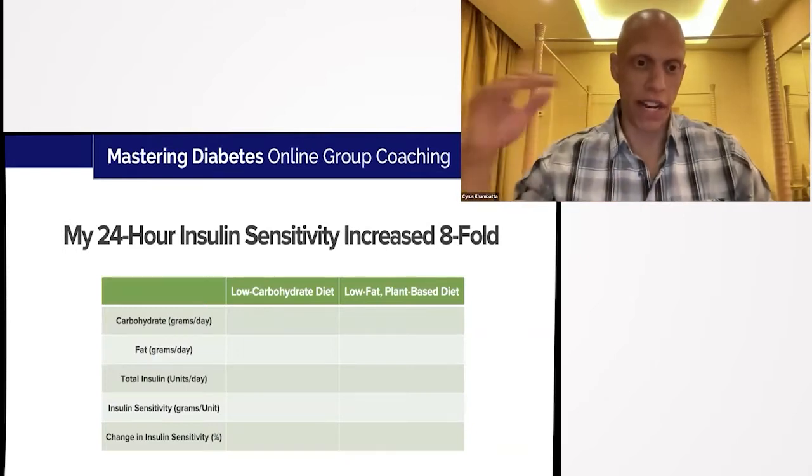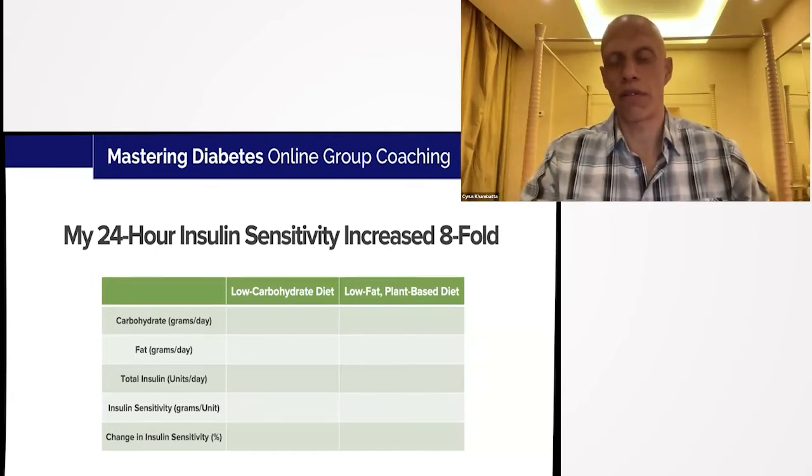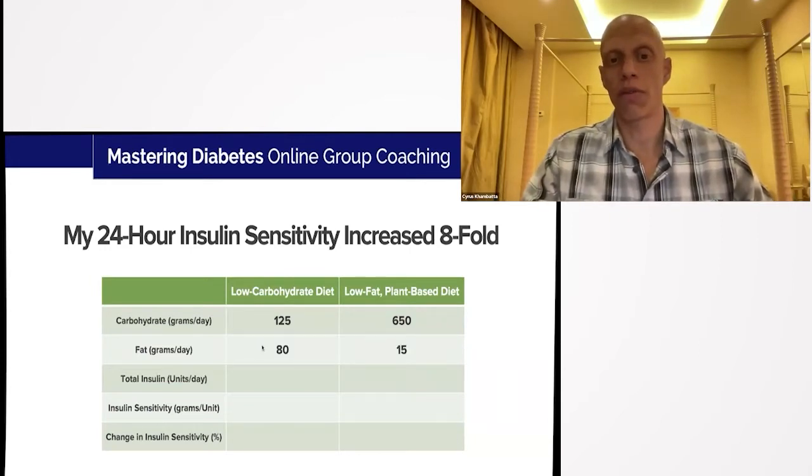So if you go backwards in time and look at how much carbohydrate, fat, and insulin I was using on a low carbohydrate diet and how that changed, you can see that my carbohydrate intake went from, like I said earlier, 100 to 125 grams per day at the beginning, to north of 650. My fat intake went from about 80 down to about 15. And my total insulin use went from 42 units per day down to 24 units of insulin per day.